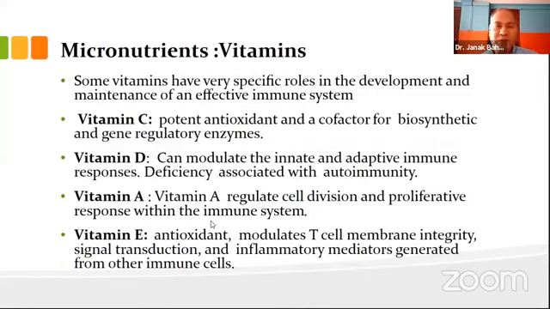So when we talk about immunity, micronutrients play a very important role, especially the vitamins and the minerals, which are very important to boost our immunity. All the vitamins play a role, but out of that, vitamin C is the most important vitamin known to improve our immunity. It acts as a potent antioxidant, and a cofactor for biosynthesis and gene regulatory mechanisms for enzymes. So vitamin C rich foods improve our immunity.